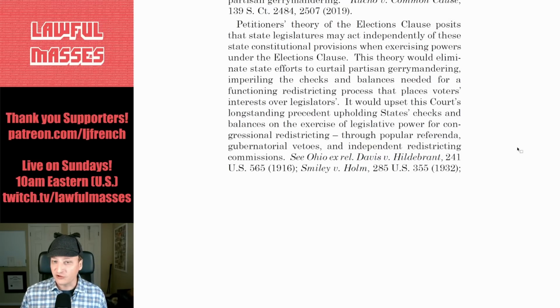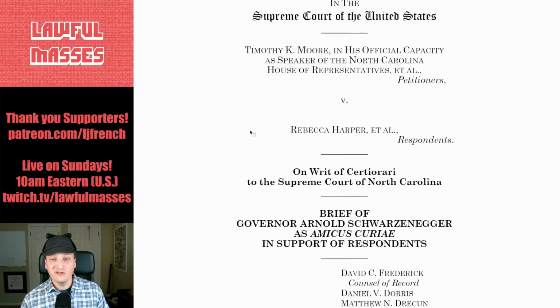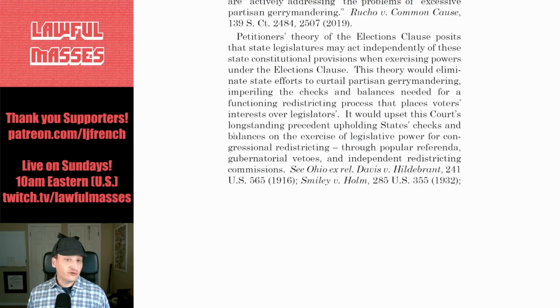Petitioners' theory of the Elections Clause. So, petitioner is Timothy K. Moore in his official capacity as the Speaker of the North Carolina House of Representatives. Petitioners' theory of the Elections Clause posits that state legislatures may act independently of these state constitutional provisions when exercising powers under the Elections Clause. This theory would eliminate state efforts to curtail partisan gerrymandering, imperiling the checks and balances needed for a functioning redistricting process that places voters' interests over legislators.